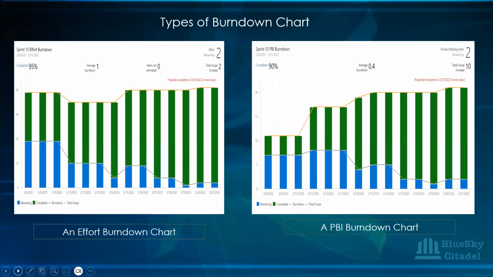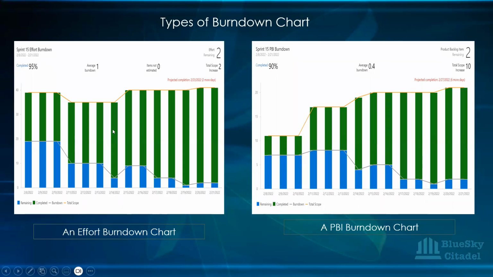Okay, so this is a sprint one. So over here we have an effort burn down chart, which you can also say is your story points burn down chart. So you can have a story point burn down chart. You can configure it to be a PBI burn down chart, which is your product backlog burn down chart, depending on what you configure it for you to be able to see.